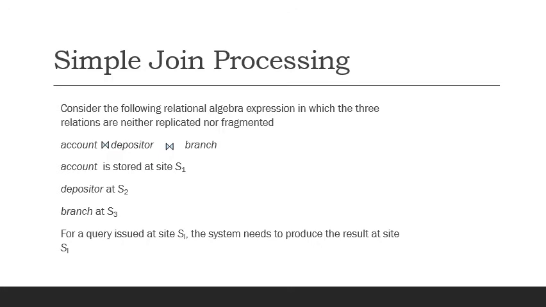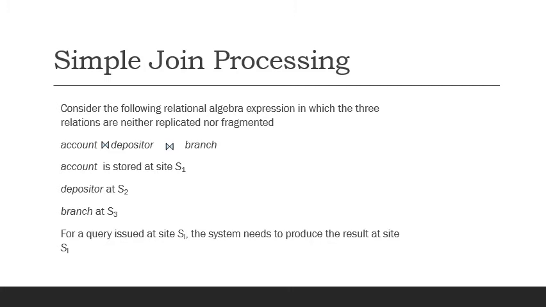Next, let's see simple join processing. As we saw earlier, a major decision in the selection of a query processing strategy is choosing a join strategy. Consider the following relational algebra expression: account join depositor join branch. Assume that the three relations are neither replicated nor fragmented, and that account is stored at site S1, depositor at S2, and branch at S3. Let S1 denote the site at which the query was issued. Then the system needs to produce the result at site S1.